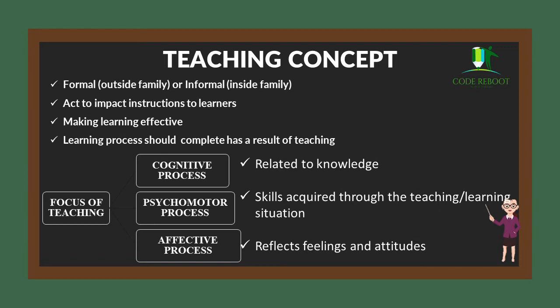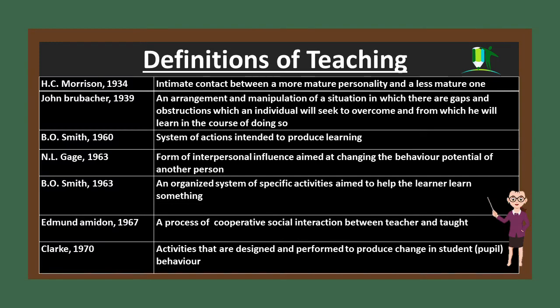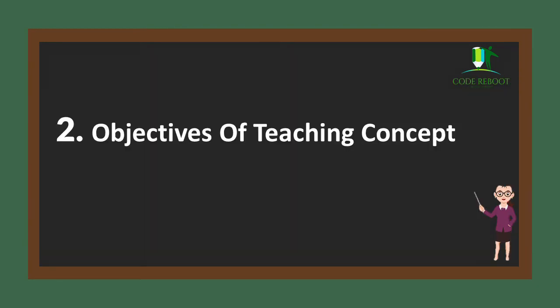So cognitive is basically based on the creation of new ideas or reconstruction of your ideas. Psychomotor is basically making all the organs work or coordinate to form a work. And affective is based on feelings, how you are feeling in reaction, and how you are taking it as positive or negative. Next, we have some definitions of famous teaching authors. We'll proceed with that. And the next thing is objectives of teaching.